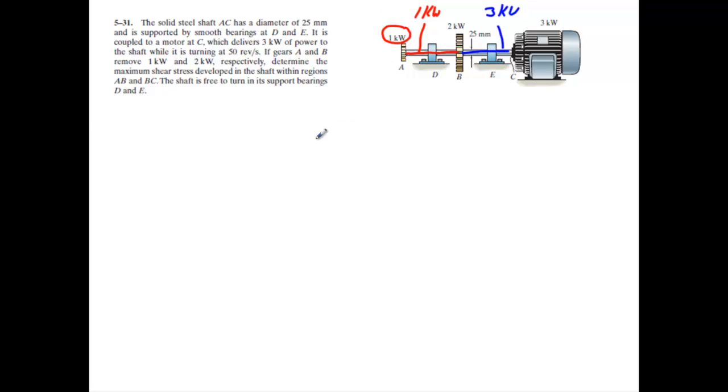Okay, things to note is that 1 watt is going to equal 1 newton times meters over seconds. The equation for power is going to equal torque times omega, which is our angular velocity. Here we've got 50 revolutions per second, so we need to convert that to radians per second.